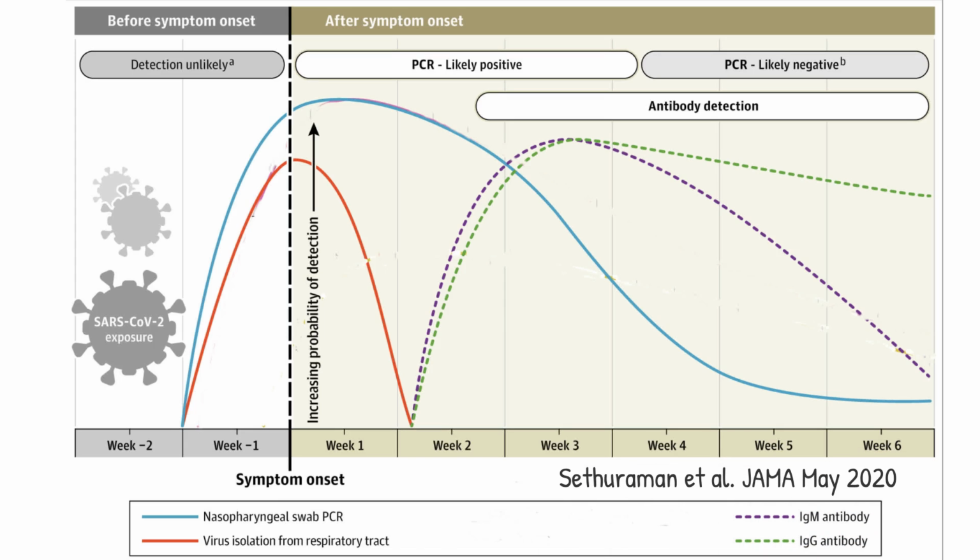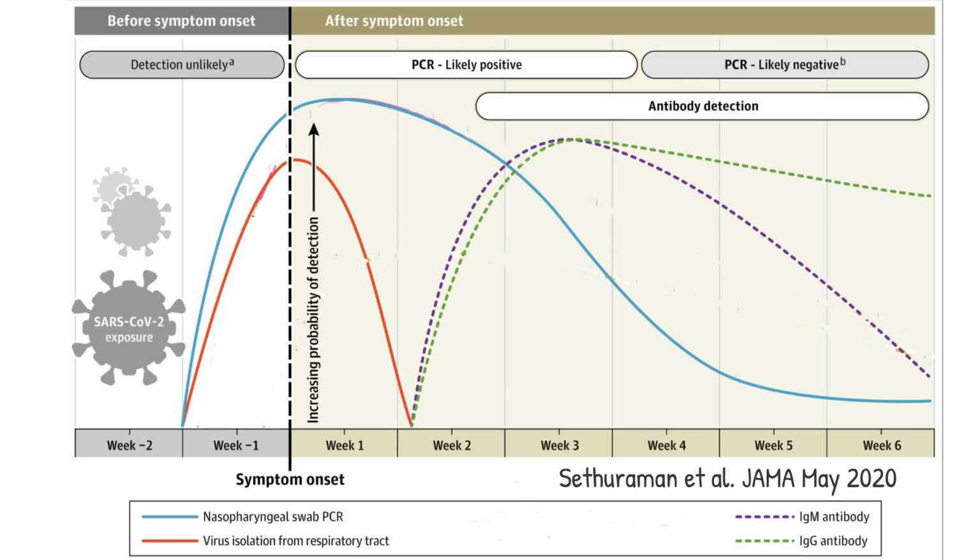Now let's look at the time course of viral shedding and how this relates to test positivity. This graph is adapted from a publication from the Journal of the American Medical Association, JAMA. As depicted by the red line, which represents live virus, it generally takes 3 to 4 days after exposure for sufficient viral growth for RT-PCR to detect the virus, shown in the blue line.